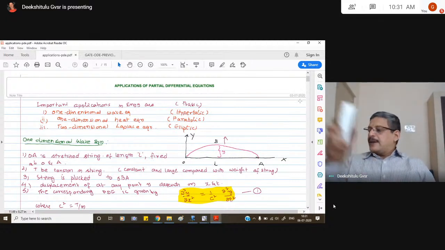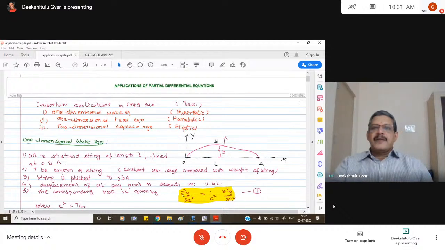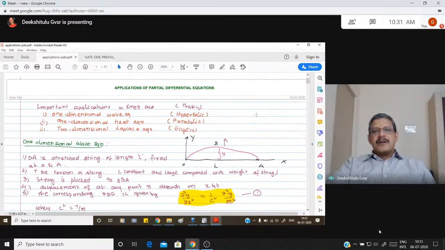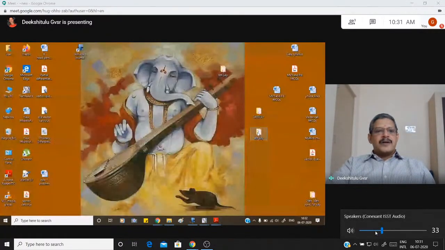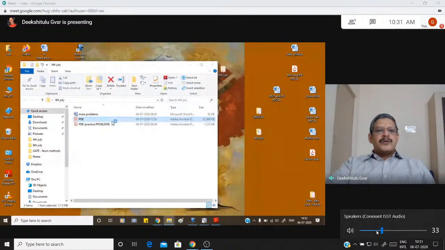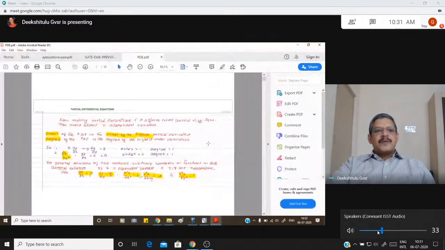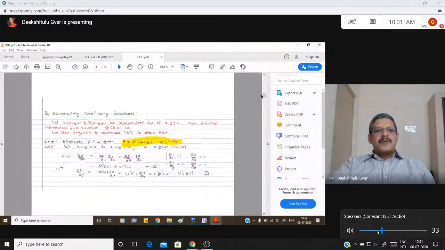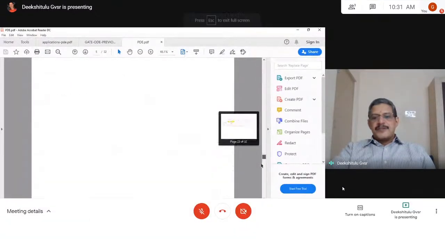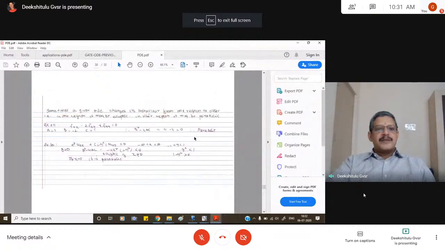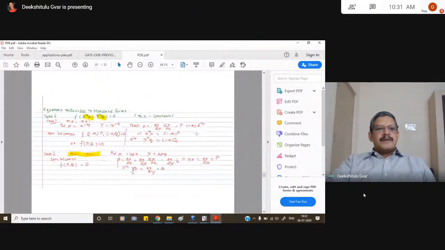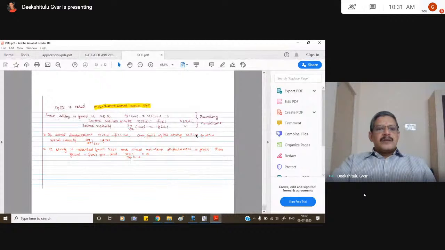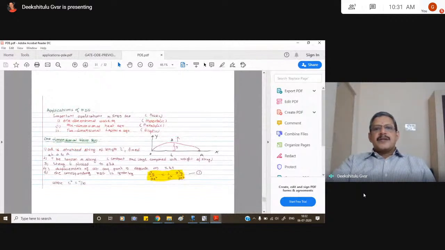Why these three things have been taken is, in the classification of PDE, we have discussed that the second order partial differential equations are classified into three types depending on the structure of this A, B and C, if you remember. This is what exactly we want to study now.